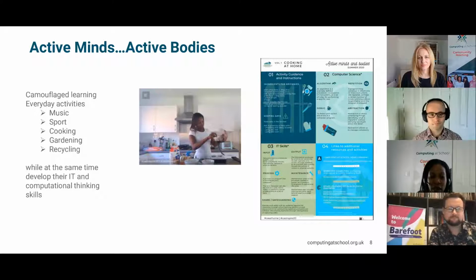Now, in a minute I will be handing over to my colleague, John Chippendall, who will take you through the Barefoot Computing program. And please do have pen and paper ready for lots of interactive activities.